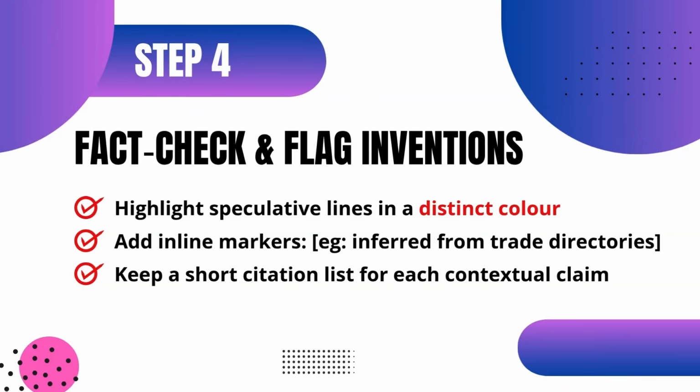The final step is your fact check and flagging of inventions. It's a good idea to highlight your speculative lines in a distinct colour or set them in square brackets, for example. Add inline markers for things like inferred from trade directories. And keep a short citation list for each contextual claim.